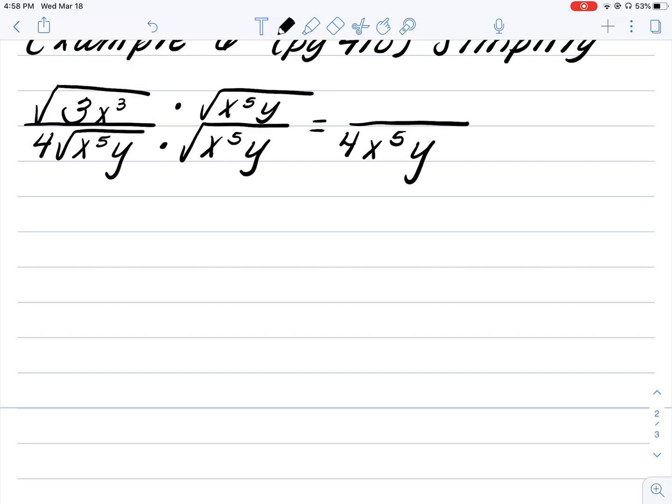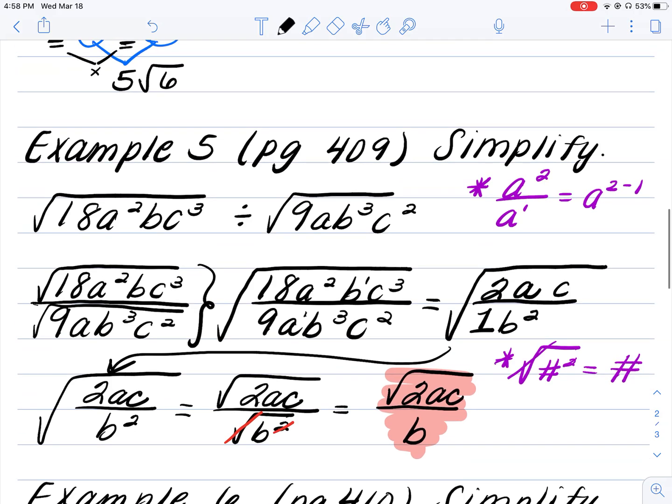Now the numerator, we do need to actually multiply because they are very different. There's 3 times 1, which is 3, and this is still in the radical. x to the third and x to the fifth is x to the eighth, and y is by itself. Now I am almost done. We just need to make sure of one thing.